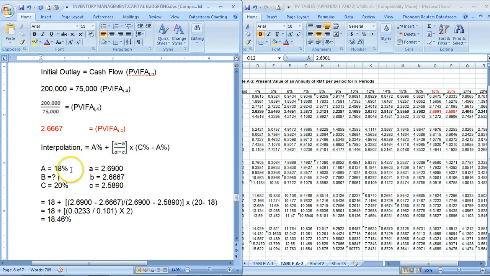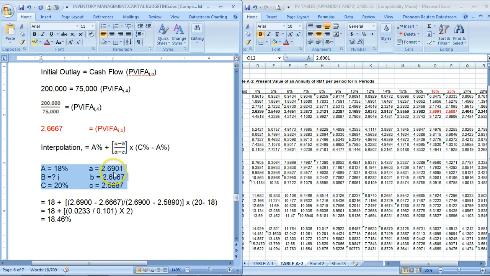You see, A at 18% is 2.6901. I'm so sorry, 2.6901. And then your B that we want to find is 2.667. And last, C at 20% is 2.5887.